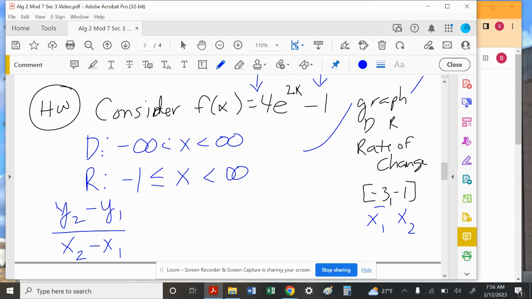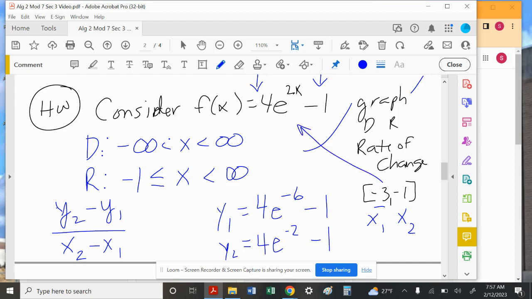So I'd plug in the values of x into the equation. So it'd be 4e to the -6, because I plugged in a -3 minus 1. I would do that calculation, and that would be my y1 value. My y2 value would be plug in -1, so I get 4e to the -2 minus 1, plugging these values into this equation here. And that would be my y2 value. Then we have our x1 and our x2, and then figure out what those values are.